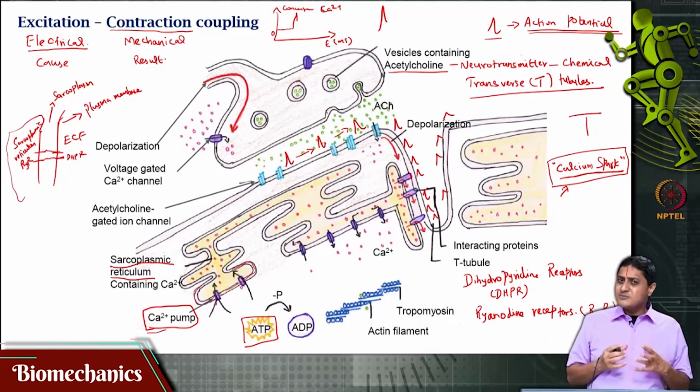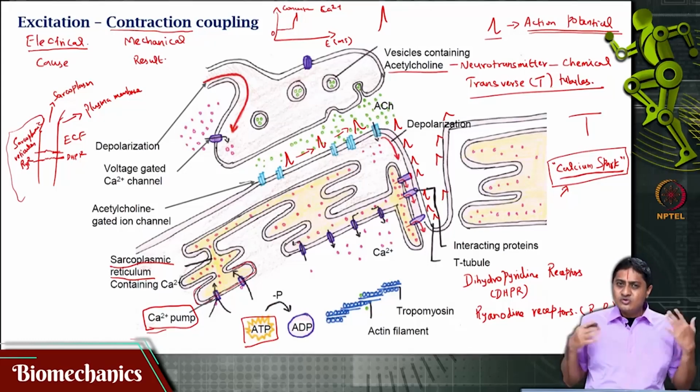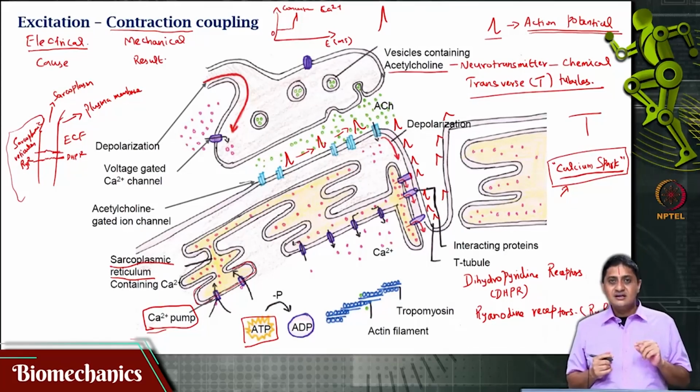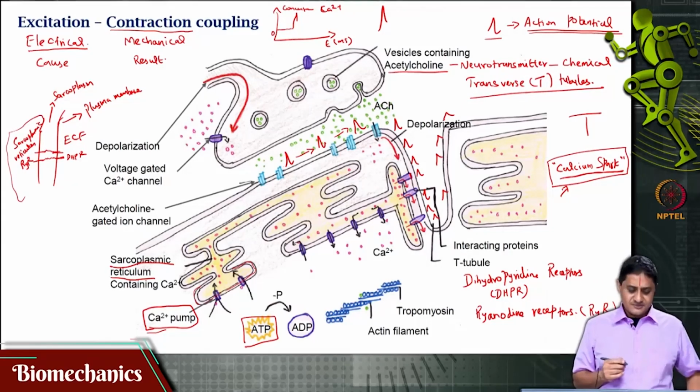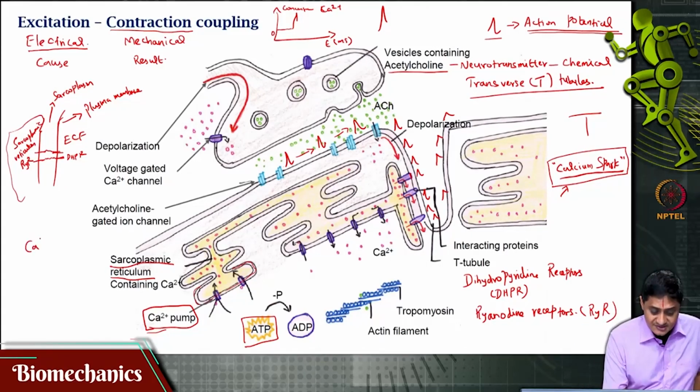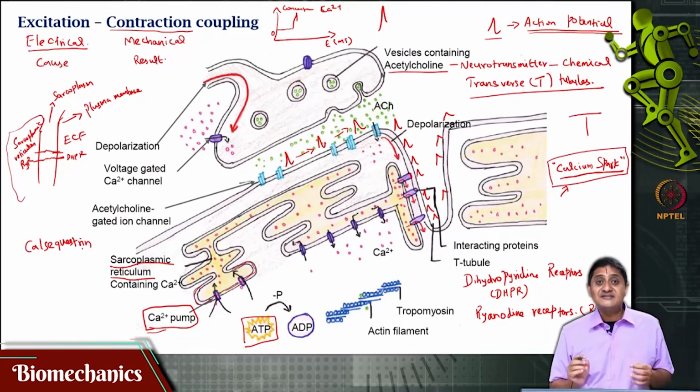But how is the sarcoplasmic reticulum able to store so much calcium? Because this is a bit of deep physiology, we will spend some time on this. The sarcoplasmic reticulum has some special proteins, such as calsequestrin.